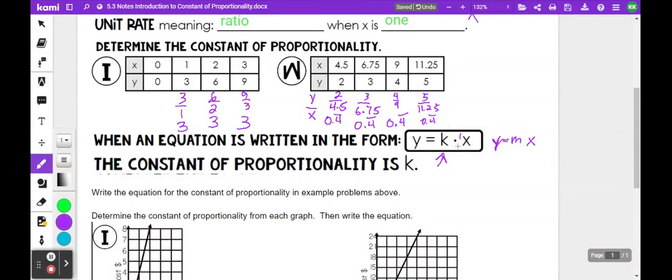So now that we know it's y equals kx, go back to these examples, I and w, and we need to write the equation for the constant of proportionality. I'm going to do this one because it's harder, and then you're going to do I. So I know that I got 0.4 repeating. That will round to 0.4. So my equation for this one is y equals 0.4x. You just take whatever your constant is, whatever you get for all of them when you divide, and put it in the k spot. So y equals 0.4x. Now you try letter I, and then we're going to go to graphs.